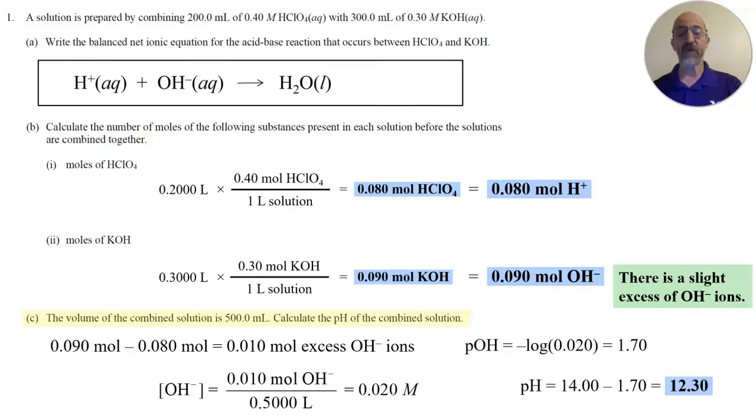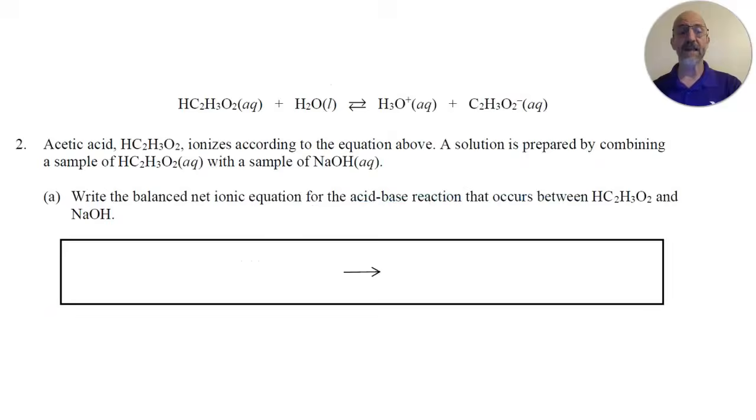So again, watch out for those mistakes: don't take the negative log of the number of moles, take the negative log of the concentration, and if you take the negative log of the concentration of hydroxide ions, that's not the pH, that's the pOH. So 14 minus pOH is pH. All right, well, there are all of the answers to parts A, B, and C for question 1. So now it is time to move on to question 2.